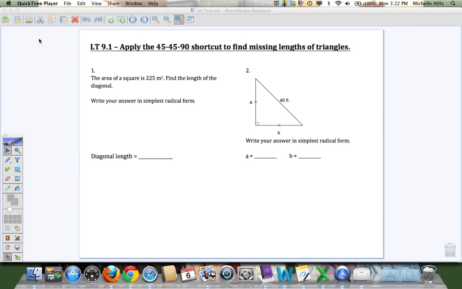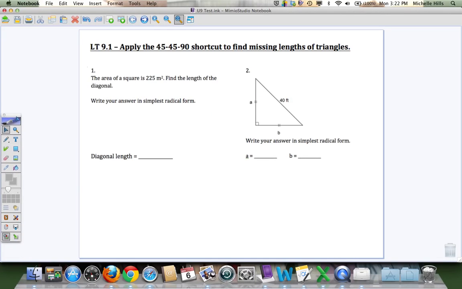So on the test, looking at 45-45-90 triangles. Again, you don't have to memorize these ratios and these side lengths, but it helps if you can. If you can't, though, you could go out on a sheet of paper and say, okay, if it's 45-45-90, I know these two sides have to be congruent. So let's let each side equal 1.